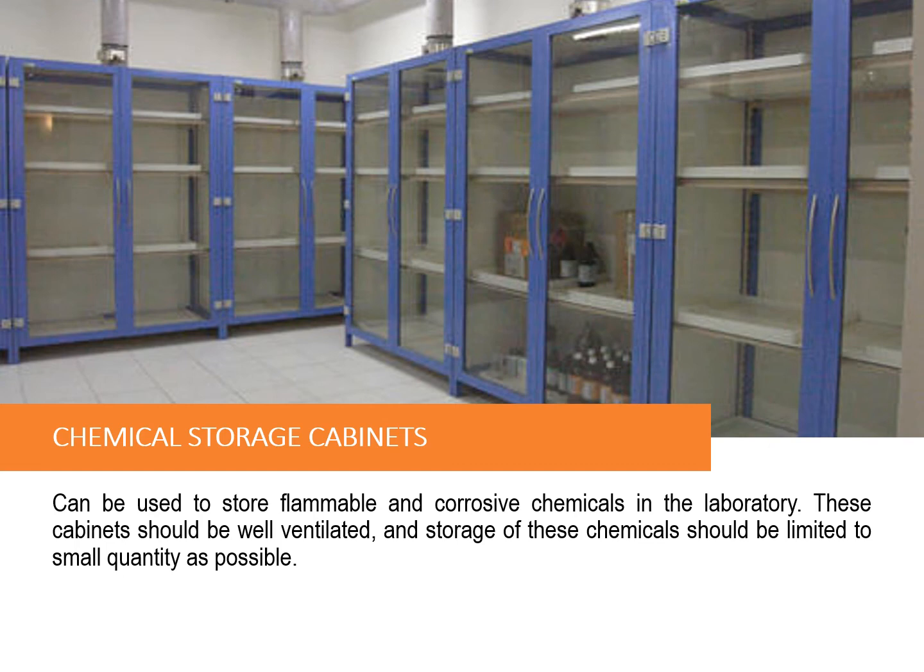Then we have our chemical storage cabinets. Our chemical storage cabinets are used to store flammable and corrosive chemicals inside the lab. These cabinets should be well ventilated, and storage of these chemicals should be limited to as small a quantity as possible. And also, we don't want our chemicals to be stored together with other chemicals that may cause an explosion. So we have to properly group our chemicals based on their characteristics and qualities to avoid these types of accidents.